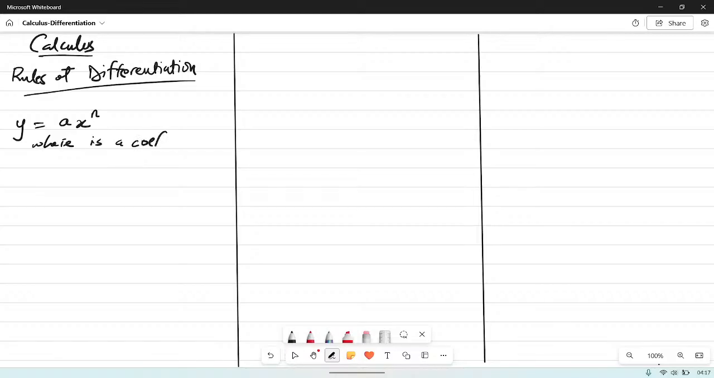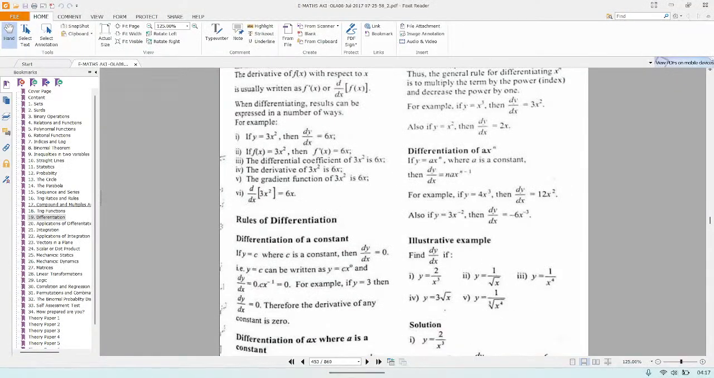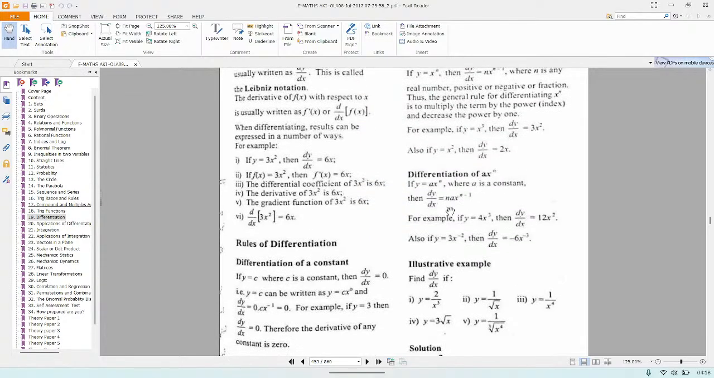So a is a coefficient, right? And n is an integer. Should we say an integer? You can say a rational number because it could be half. So n is a rational number, so it can be a fraction, it can be anything. I don't like quoting stuff from my head, but here it is. This one we have here, right?